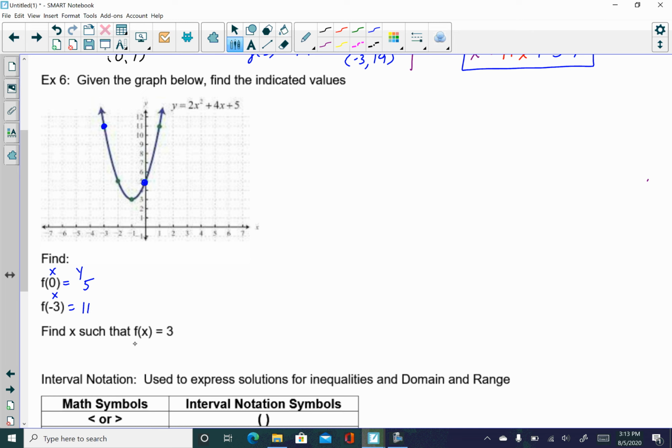Now we'll step it up a notch in the last piece. Find x, so this time you're trying to find the x value such that f of x equals 3. So remember, what does f of x stand for? F of x is just fancy notation for y. So they want to find x when your y equals 3. So let's come here. Okay, here's my y value. So when y is 3, what's the x value? A -1. So x here would equal a -1.